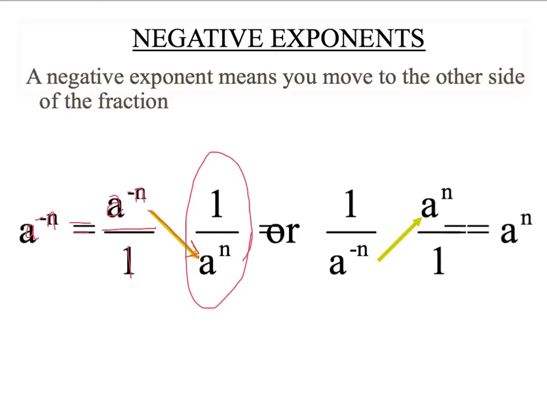If something is negative on top and you bring it to the bottom, it becomes positive. The same is true if you start off with 1 over a to the negative n. If I bring it up, I make this n positive. Using the reciprocal by flipping it can help you get a positive exponent, and that's what we want to do in the next couple problems.